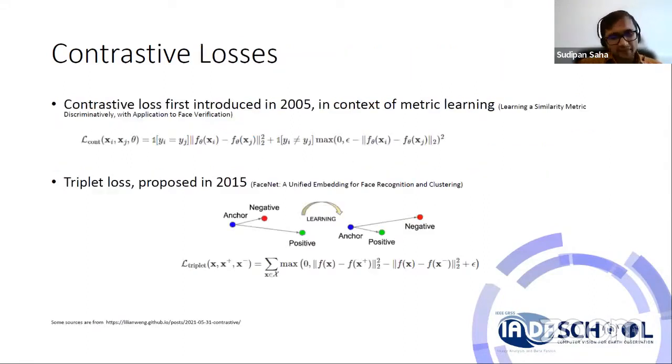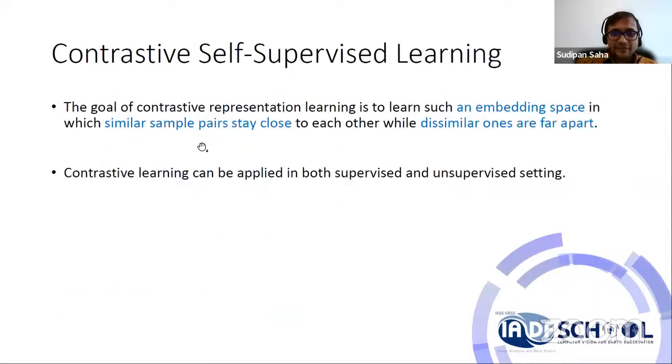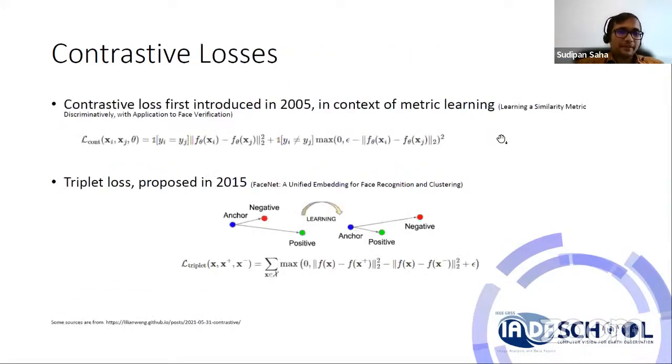Let's talk a bit about different loss functions that are generally used in contrastive self-supervised learning, contrastive learning. The contrastive loss was first introduced in 2005 in the context of metric learning. Then there have been modifications like triplet loss, proposed in 2015. However, what we want is that similar samples stay close and dissimilar ones are moved far apart, right?